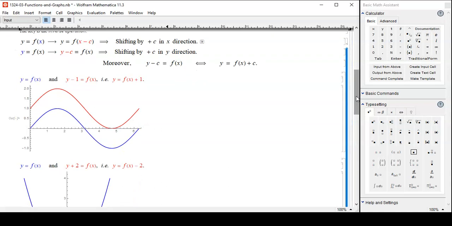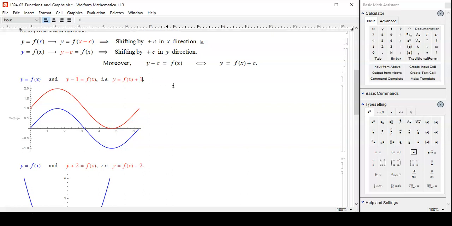Here's another example. y minus 1 is f of x. That's a red graph. So shifted this blue graph by 1 unit upward. And then some simplification is in order. Flip this minus 1 to the other side, and you get y equals f of x plus 1. And that's this red.